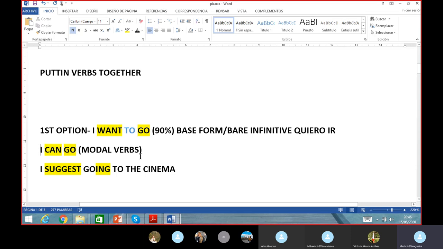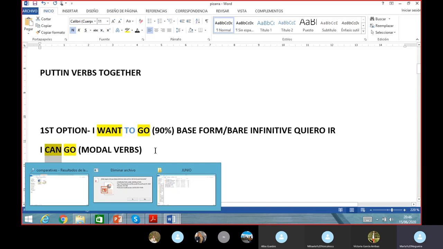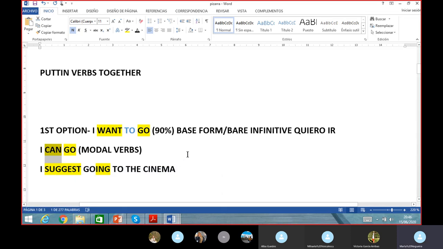Then we've got our second option, which is putting verbs one after the other. And this happens in modal verbs. I can go, puedo ir. I can go. ¿Por qué no lleva nada? Porque es un verbo modal, el can. Okay. So that's it. And in some other modal verbs. We're going to see that more in detail when we see modal verbs, so don't worry too much about it. Okay, but 90% of the cases we're going to put to. Other times we don't put nothing.